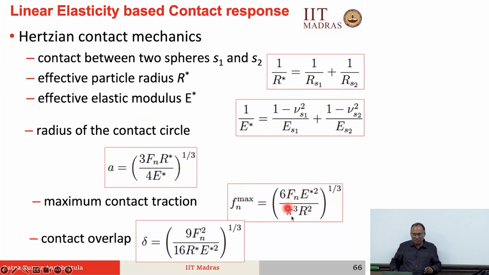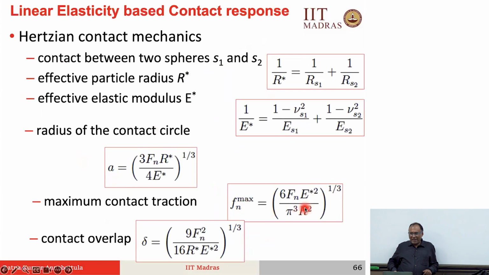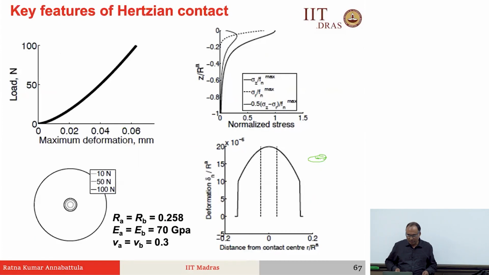This is your contact pressure, and the contact pressure will be maximum, localized. So if you look at this, the maximum contact pressure is given by this, but the contact pressure at the contact zone will change. Let us say this is my contact area, it will change from here to here. He is calculating the maximum contact pressure.